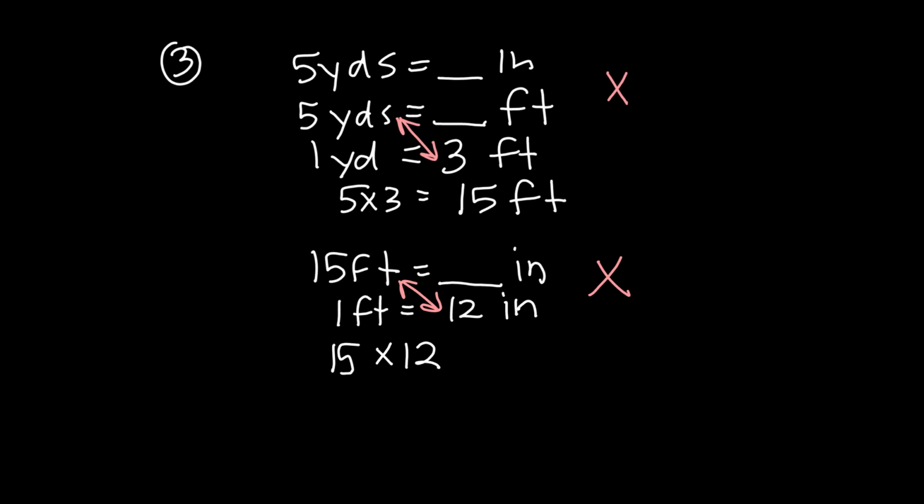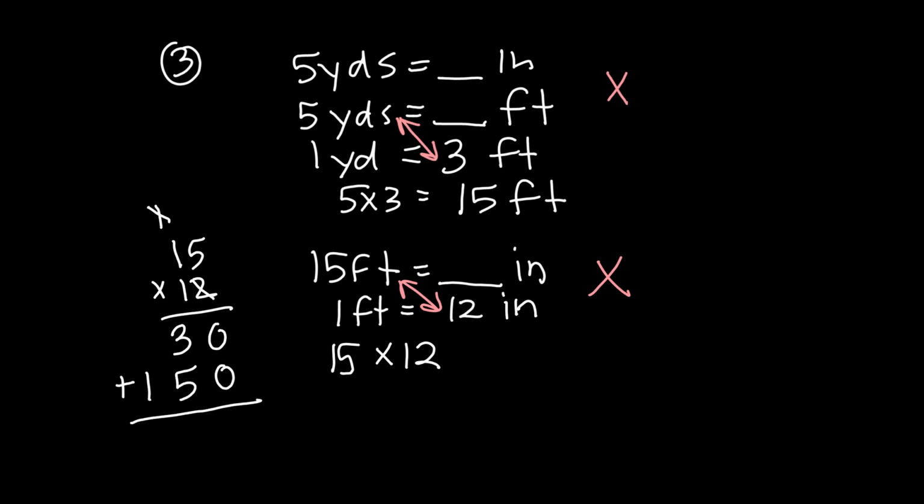I can do that on the side. 15 times 12. 5 times 2 is 10. Carry my 1. 2 times 1 is 2, plus 1 is 3. I drop my 0, cross out what I've used. 1 times 5 is 5, and 1 times 1 is 1. I add those up. I get 180. So this is equal to 180 inches.